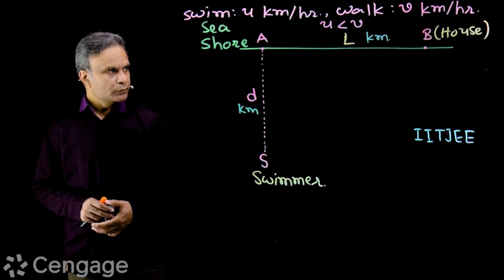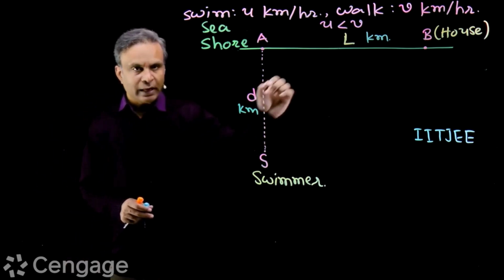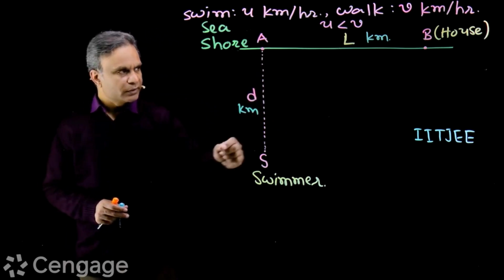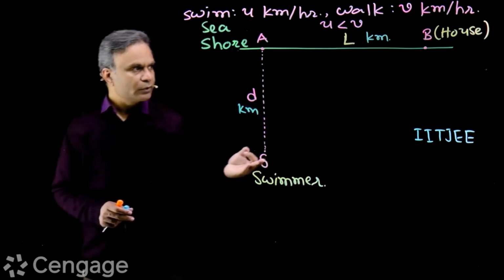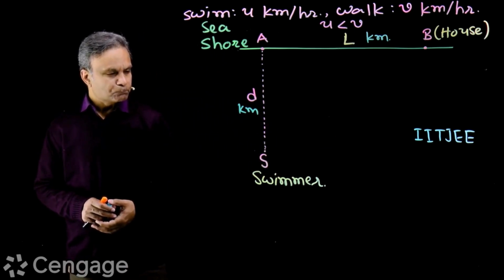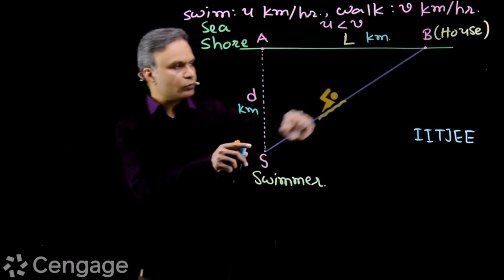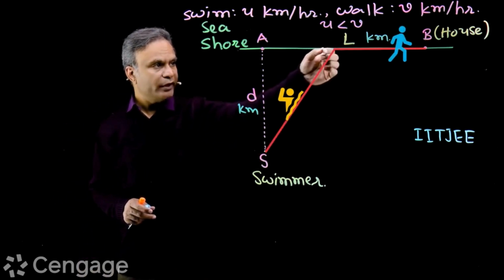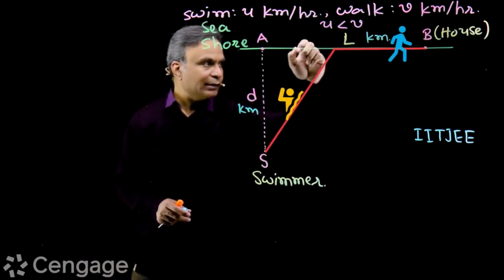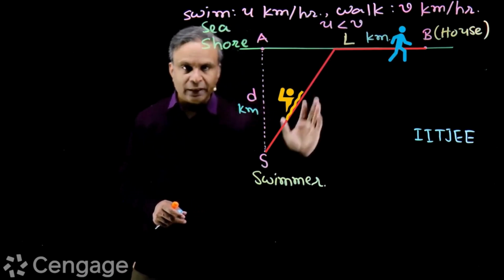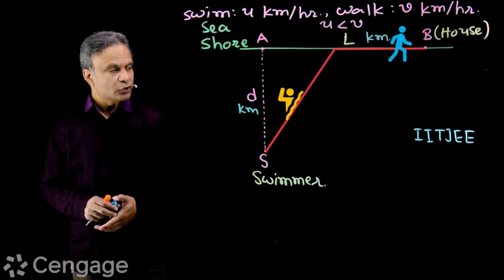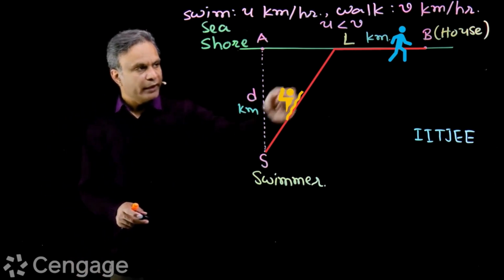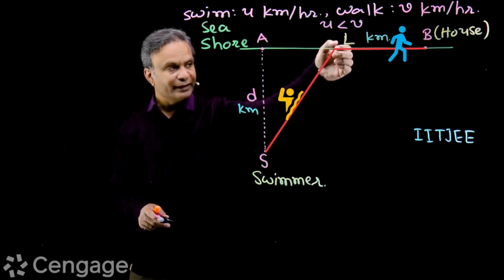Now swimmer wants to reach his house in the shortest possible time. Swimmer जो है अपने घर जाना चाहता है shortest possible time में, okay. He can swim all the way to point B, okay, or he can swim and land at some point here between A and B and then walk from this point to his house, okay. Now we have to find the shortest time in which he can reach his home, okay. Then we have to find the point at which he will land here.